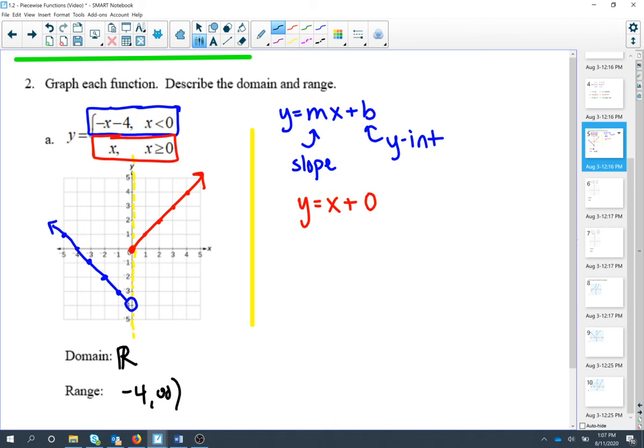But do you remember that conversation we had about the -4 and how there's an open circle here? So this time we're not going to put a bracket on the -4. We're going to put a parenthesis because we get really, really close to that -4, but we don't actually touch it because it's an open dot.